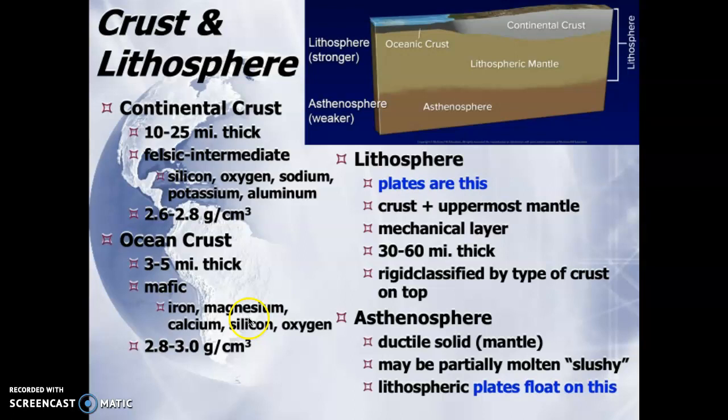And last but not least is the lithosphere, the plates. When we talk about plate tectonics, the plates are lithosphere. And lithosphere is the crust plus a rigid part of the uppermost mantle. This is a rigid mechanical layer, and it's classified by the type of crust that you find on top. It floats on another part of the mantle called the asthenosphere.